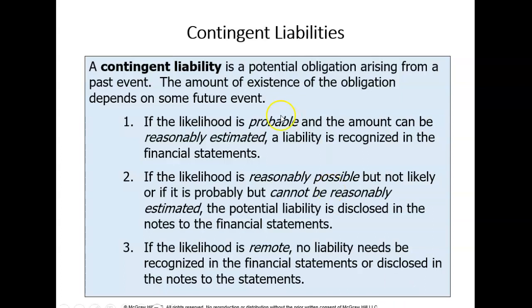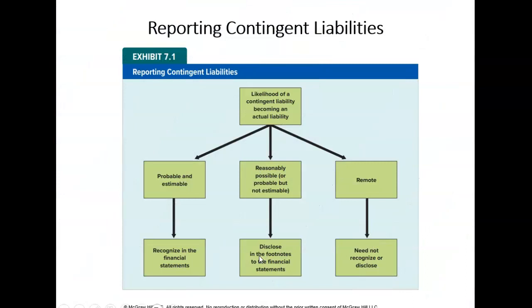So if it is probable that we're going to lose the lawsuit and the amount of loss can be estimated, record the amount on your financial statements. If it is reasonably possible that we could lose, but not likely, and the amount of loss cannot be estimated, just disclose the lawsuit information as part of your annual report. If it is remote, meaning it is unlikely we're going to lose, then there's no need to disclose it nor report that information on your financial statement.